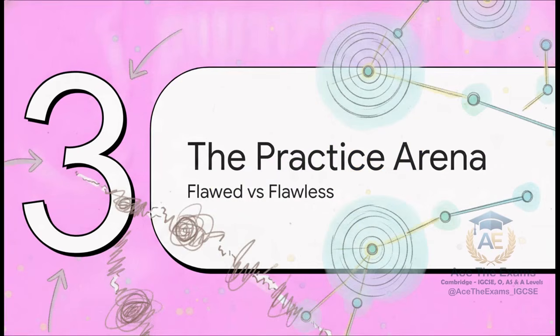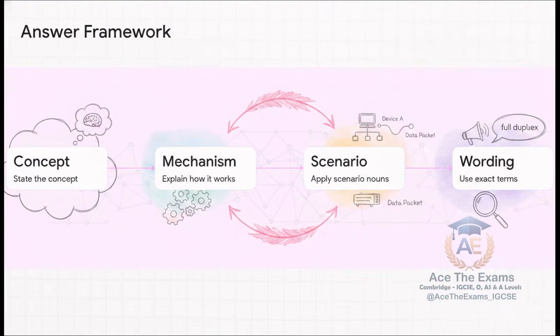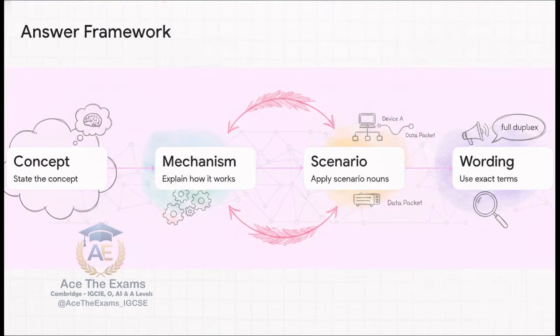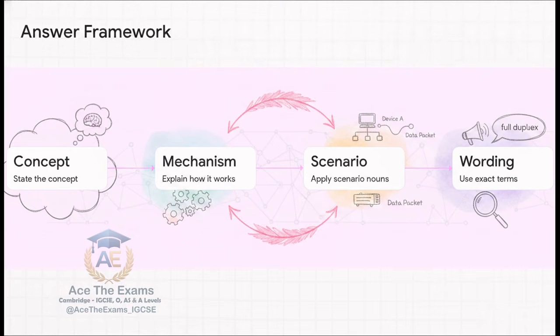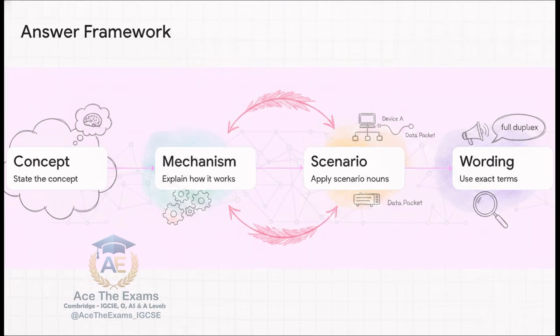Let's step into the practice arena: flawed versus flawless. Okay, so we know the technical differences between broadcast and point-to-point, right? Now let's see exactly how to construct a top-band answer that basically guarantees full marks. To pull this off, you need to use this four-step answer framework.